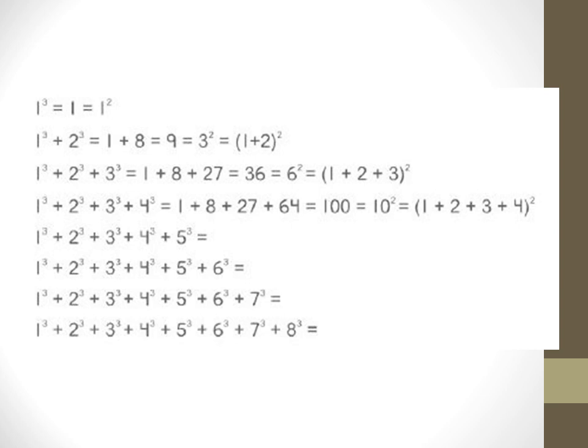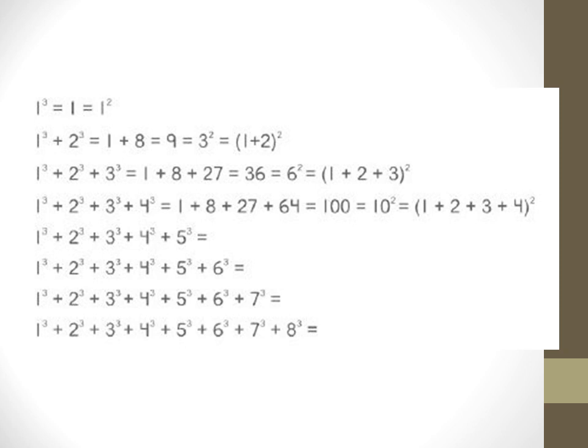So what is a number pattern? If the numbers are arranged in a pattern, simply that is called a number pattern. So look at the pattern given here. 1 cube is equal to 1 square. In the same way, 1 cube plus 2 cube gives us 1 plus 8, which is equal to 9, which is equal to 3 square, and 3 is equal to 1 plus 2.